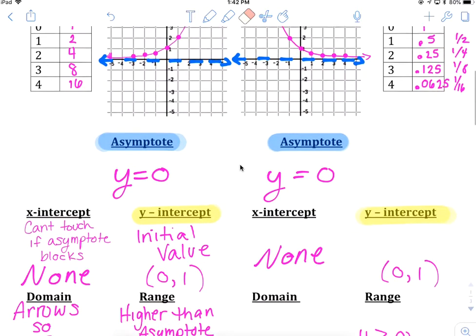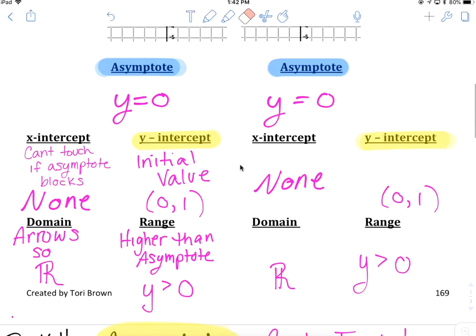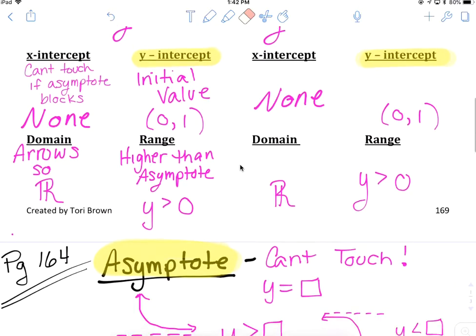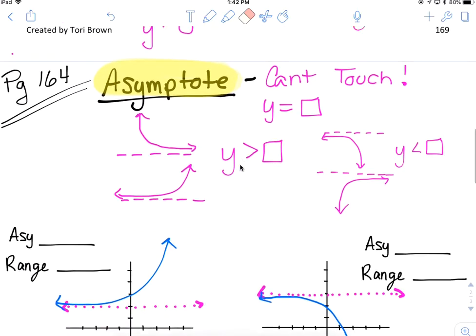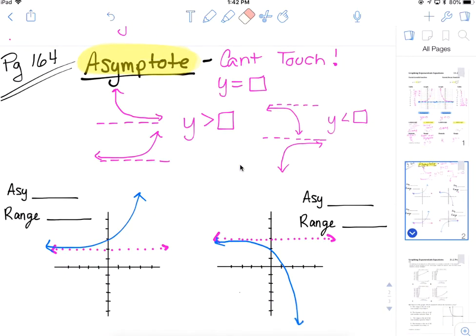Okay? Before I let you loose, I want to go over more problems with asymptote and with range. Will you jump back to page 164? And I'm going to zoom out just a little bit. Will you write these down for me, please? On page 164, will you write this down for me, please? Pause the screen if you need to. Perfect. Okay, let's go ahead and talk about it.